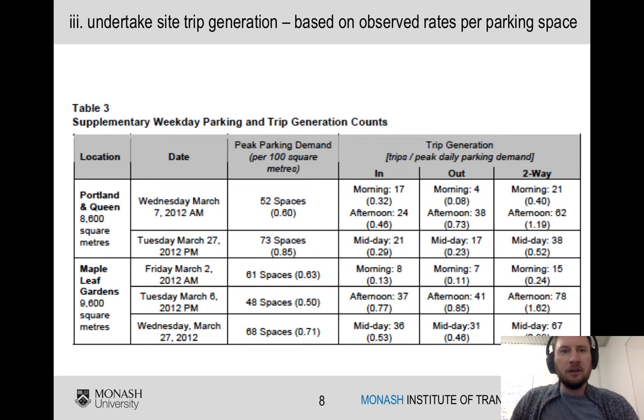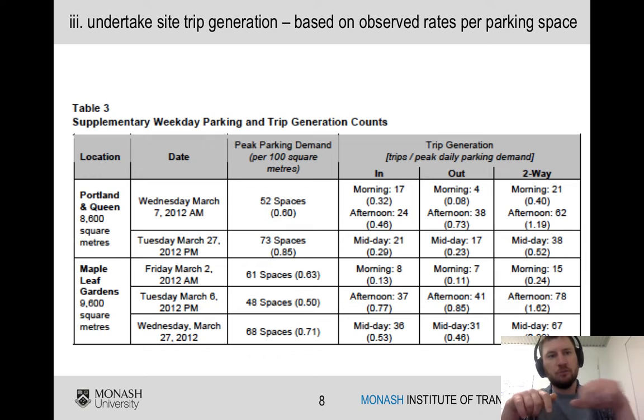Here we go, another similar approach, only this time the rate is not based on number of units because we're talking about a shopping centre development. So this time it's the trips per occupied parking space. And then we also have trips per 100 square metres of retail floor area. So again, very similar approach.